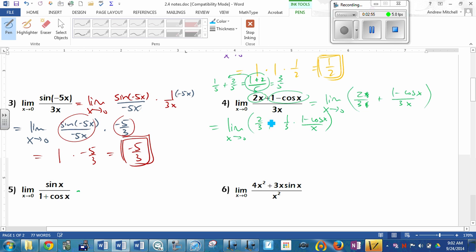So we can go ahead and take the limit of each part individually now. So the limit of a constant is just going to be that constant. Same here. But then times the limit of this, and we just talked about this one, this one has a limit of 0. So really we end up with 2/3 plus 0, which is just 2/3.